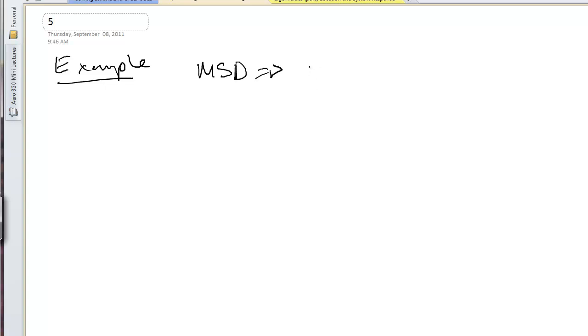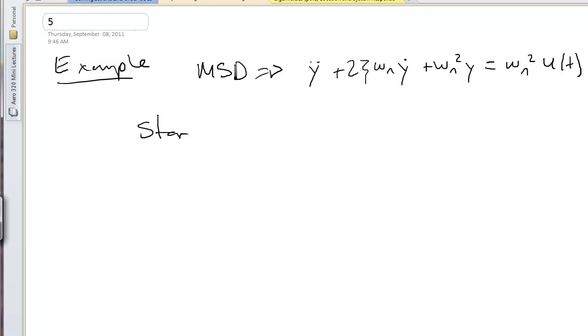And we derived this set of equations before. We have y double dot plus 2 zeta omega n y dot plus omega n squared y is equal to some omega n squared u of t. There we go. So I always like to start with the highest derivative when I'm doing this.